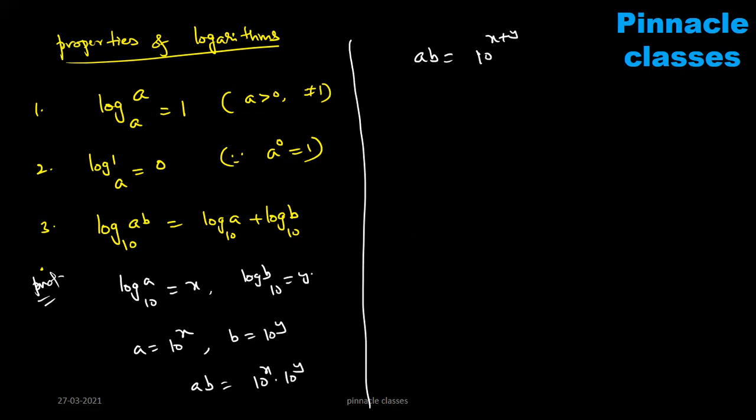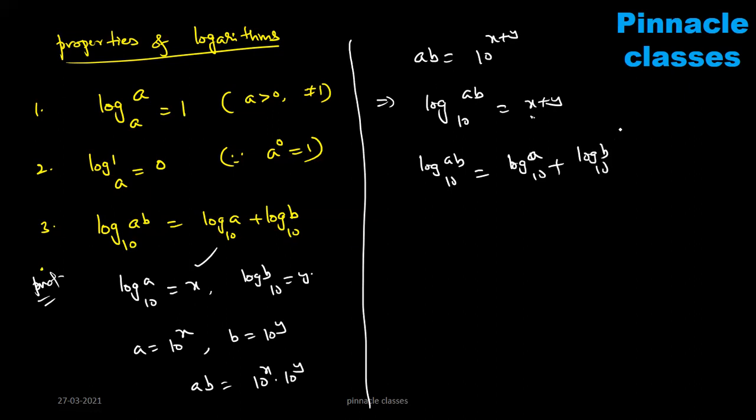This is called the exponential form. Converting to logarithm form means what? Log AB to the base 10 is equal to X plus Y. What is the X? Log A to the base 10. What is the Y? Log B to the base 10. That is the proof of the formula. Multiplication.